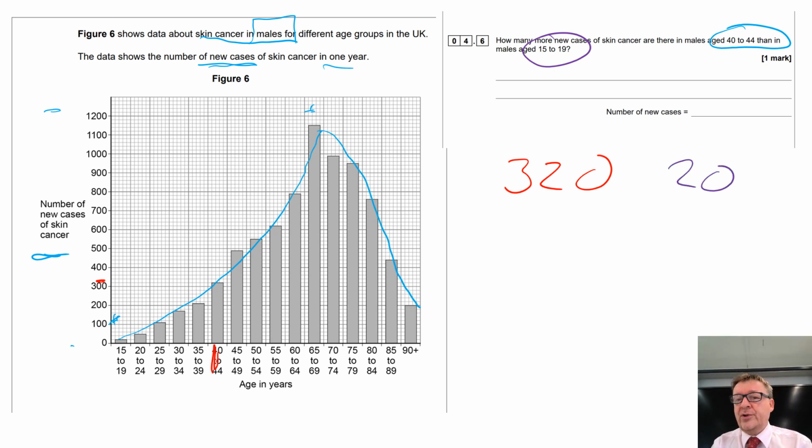How many more new cases, right? So make sure you're writing your sum on the lines. It would be 320, take away 20 equals 300. So the number of new cases more is 300 new cases.